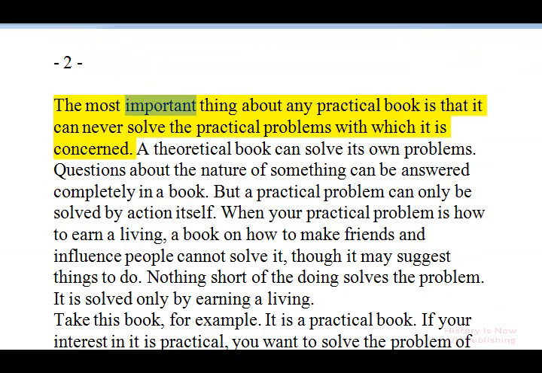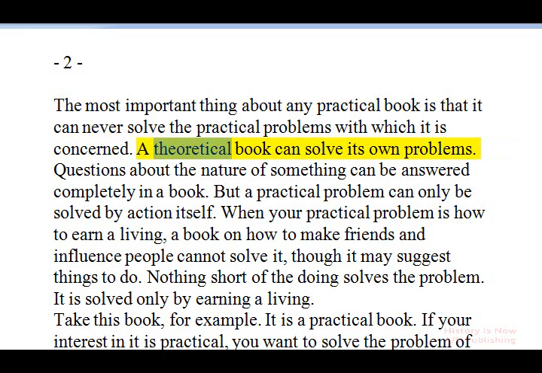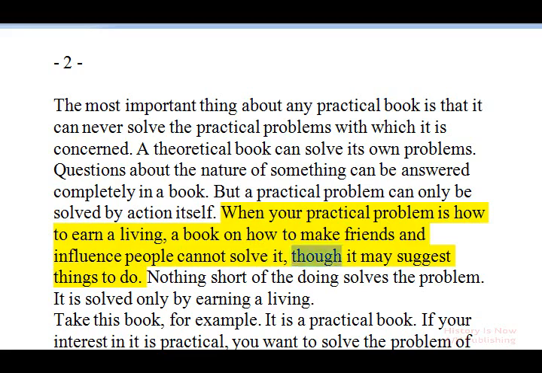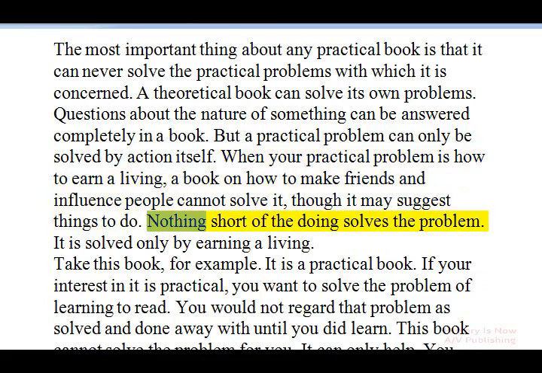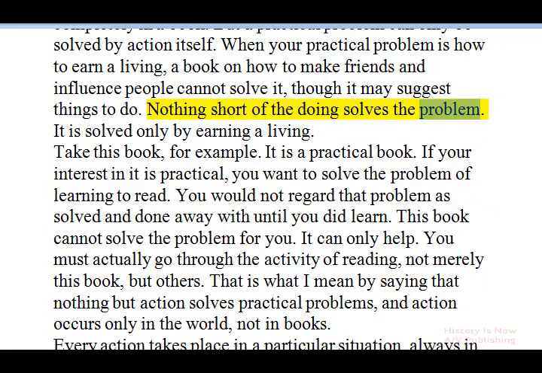The most important thing about any practical book is that it can never solve the practical problems with which it is concerned. A theoretical book can solve its own problems. Questions about the nature of something can be answered completely in a book. But a practical problem can only be solved by action itself. When your practical problem is how to earn a living, a book on how to make friends and influence people cannot solve it, though it may suggest things to do. Nothing short of the doing solves the problem. It is solved only by earning a living.